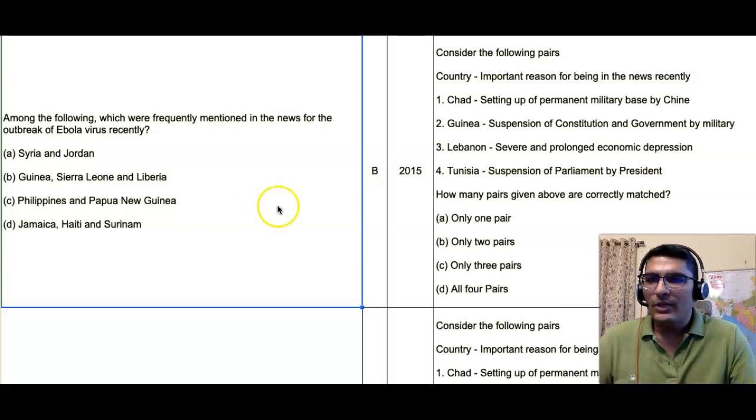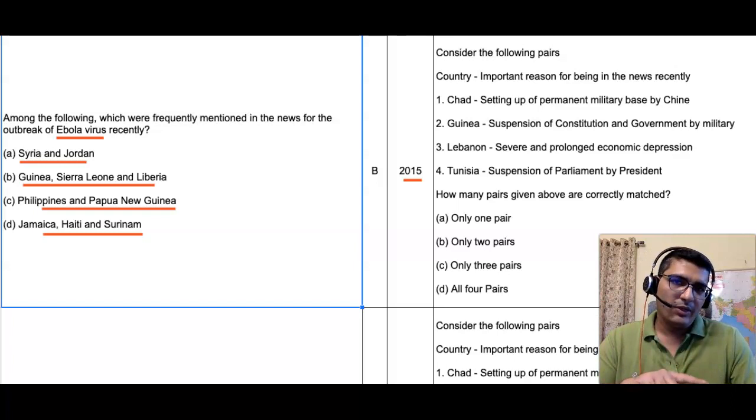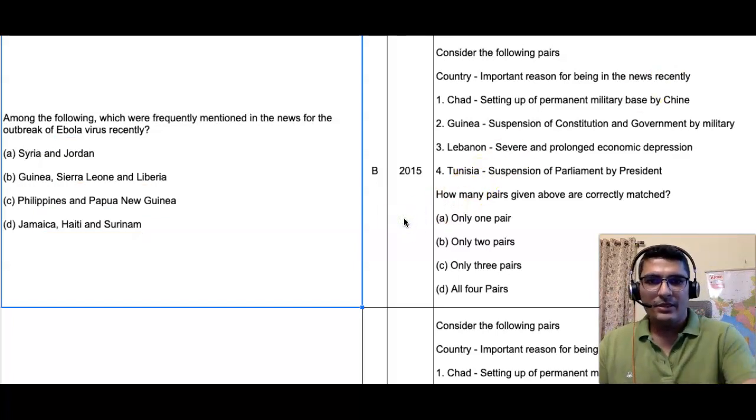So the first PYQ that we have here is from the year 2015. The question reads, amongst the following, which were recently mentioned in the news for outbreak of Ebola virus, right? So the 4 options we had with multiple countries, right? So a variety, not exactly of the same kind as was asked in 2022, but certainly it gives us a hint that these kind of questions are asked.